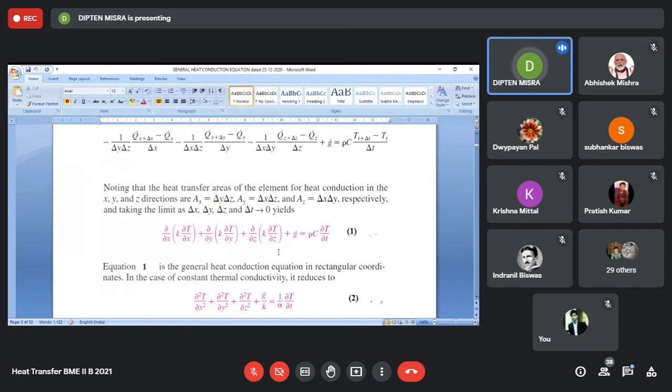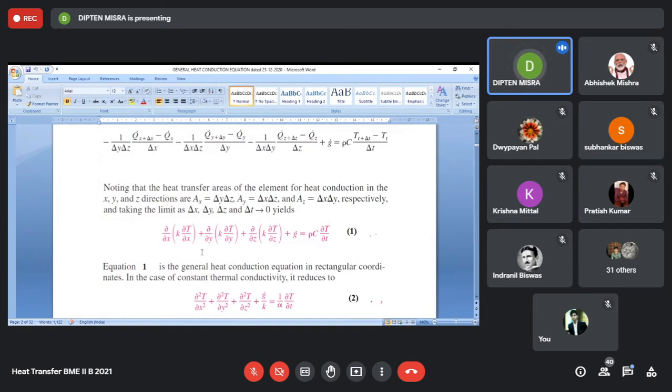In a certain problem, the temperature gradient along a particular direction may not be present or may be negligible. Suppose in a particular case, the temperature does not change much with y. In that case, this term will be absent because it is negligible. That we will come to later on. For the time being, let us concentrate on where we can apply this.